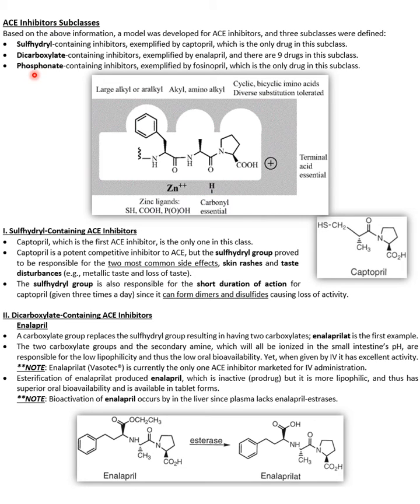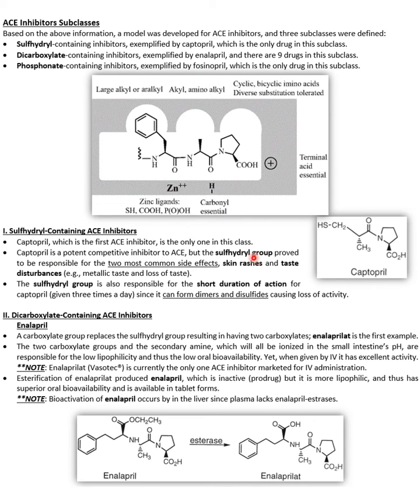subclass, the ACE inhibitor. And then we have the carboxylate, or also we call it dicarboxylate because it has one carboxylate group here and another here. So then we would have two carboxylates, and this represents the majority of the drugs in this class. There are 9 examples of them. The first one discovered was the enalapril. And then we have the phosphonates, which has only one example of it, which is the fosinopril. Obviously, from the name phosphonate, it would have the phosphonate group.